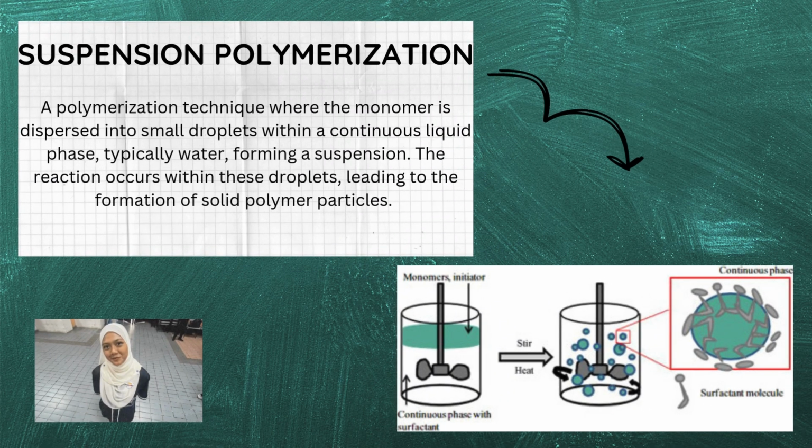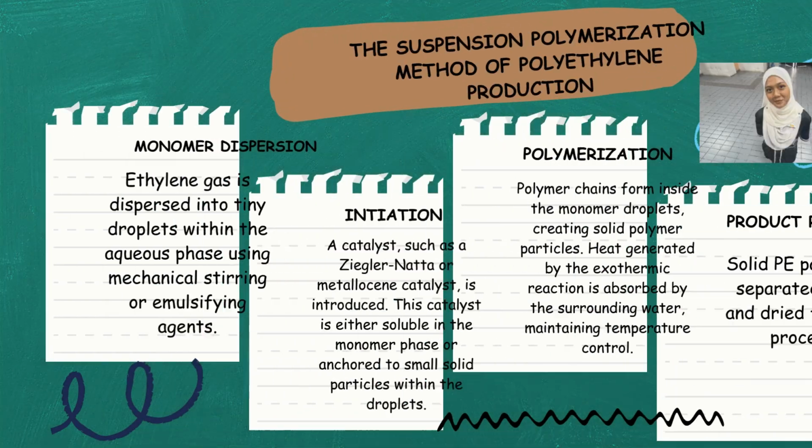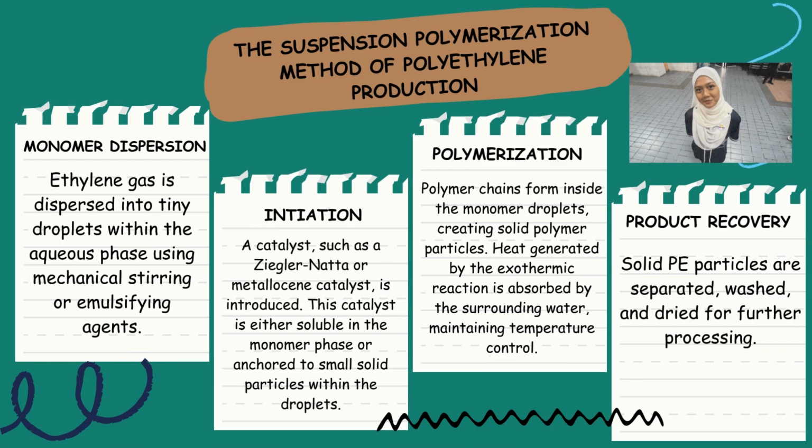Suspension polymerization is a polymerization technique where the monomer is dispersed into small droplets within a continuous liquid phase, typically water, to form a suspension. The reaction occurs within these droplets, leading to the formation of solid polymer. We go to the suspension polymerization method of polyethylene production.